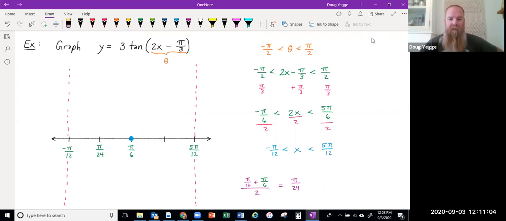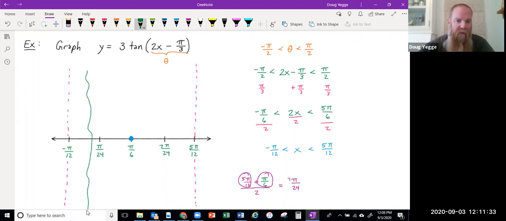And same idea, we're now going to add pi over 6 plus 5 pi over 12 and cut it in half. Well, if I get a common denominator of 12, that's 5 pi over 12 plus 2 pi over 12, which is 7 pi over 12. Divided by 2 gives me 7 pi over 24. So now we have a couple of our important values here. And now we can see that the y-axis is going to be right in between my negative and positive. So I always wait to fill in my y-axis just to make sure that I'm putting it at the spot in between the negative and positive.